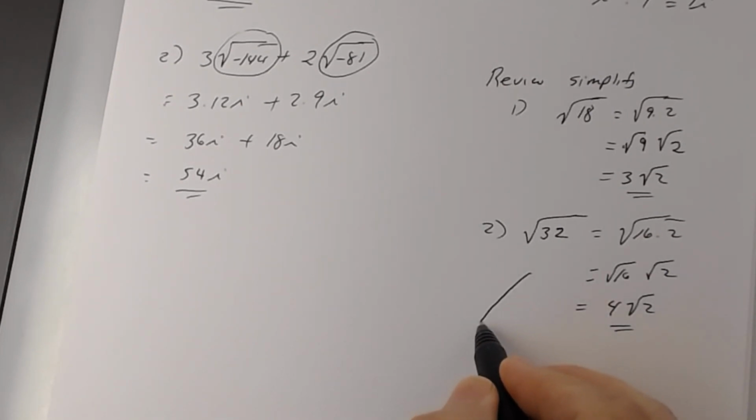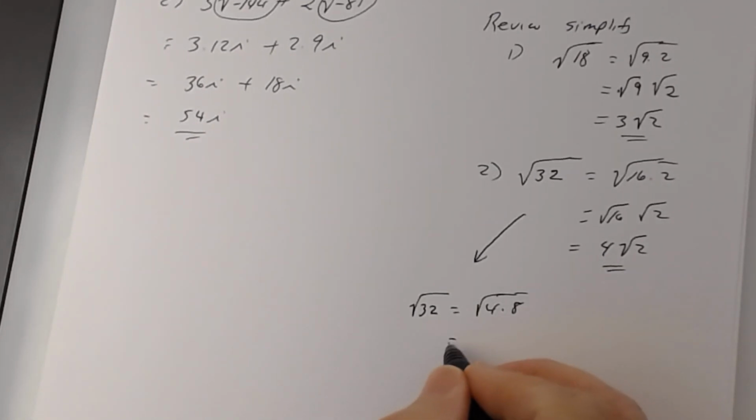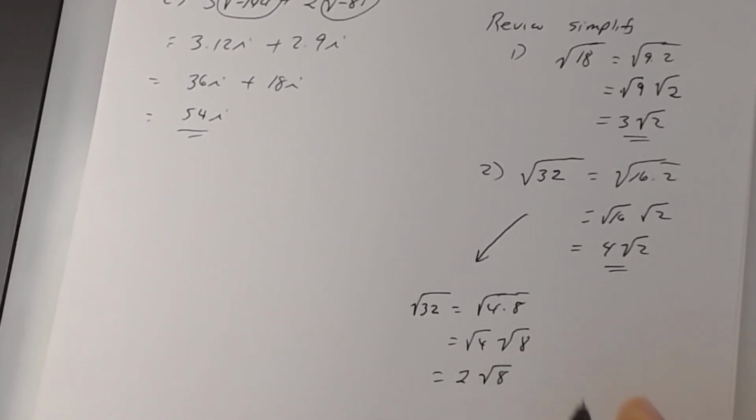If you had said 4, this is what you would have had to do. So you'd say 4 times what? 8. So splitting it apart, you get the square root of 4 times the square root of 8, correct? What's the square root of 4? So I get 2 square root of 8. All right, so that's where I'm at. But we're not done because I can still simplify the square root of 8. What perfect square goes into 8? 4.